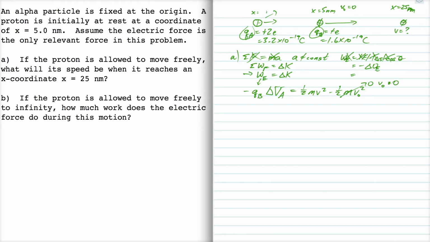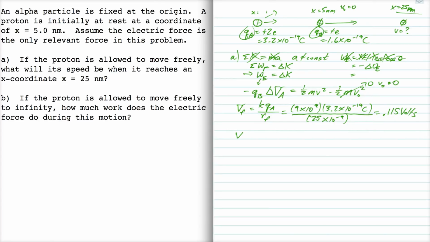Okay, so let's calculate the change of potential. Let's see, the final potential, which is going to be out at x equals 25 nanometers, is kQA over rF, right? Remember, this is the final potential due to charge QA. So we use 3.2 for charge QA, and then the final distance is 25 nanometers, so 25 times 10 to the minus 9. So that's 0.115 volts.